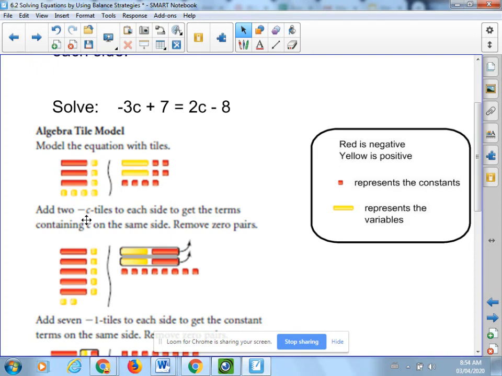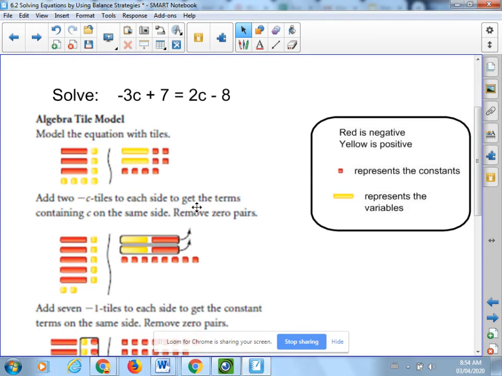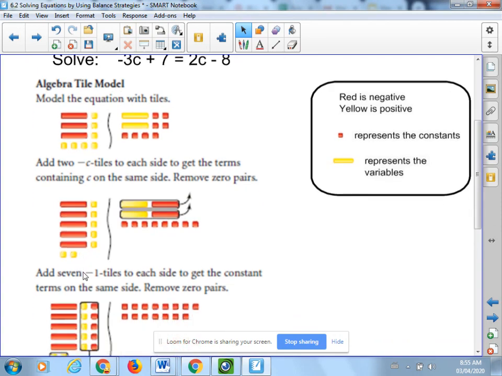So add two negative c tiles to each side to get the terms containing c on the same side and remove the zero pairs. What we are doing is they have decided to get rid of these two yellow tiles, so they're no longer over here and only on this side. To get rid of them, I'm doing the opposite, and the opposite of positive 2c is minus 2c. That gives me zero pairs and they go away. But on this side, when I add the negative 2c, they just get added because they're not zero pairs.